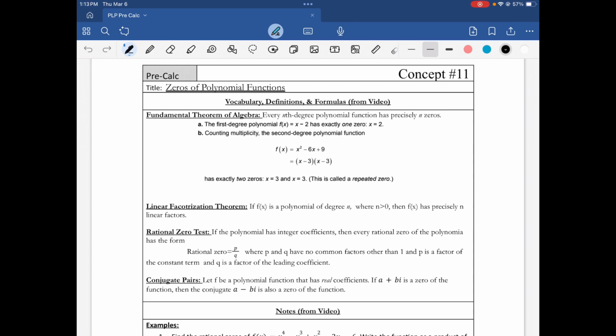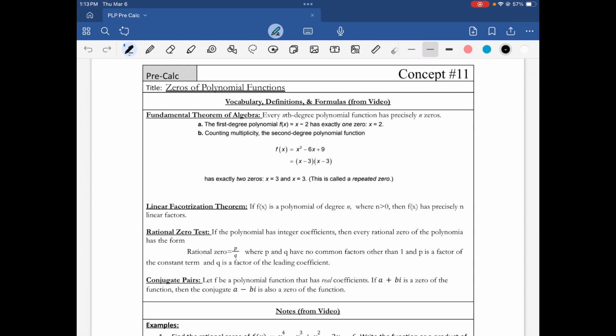On B, we have an example of a second degree polynomial that has a repeated zero. This would mean that the zero has a multiplicity of 2. So f of x is equal to x squared minus 6x plus 9. That can be factored down to x minus 3 times x minus 3. So there are exactly 2 zeros. That zero just happens to be the same zero, but it occurs 2 times.